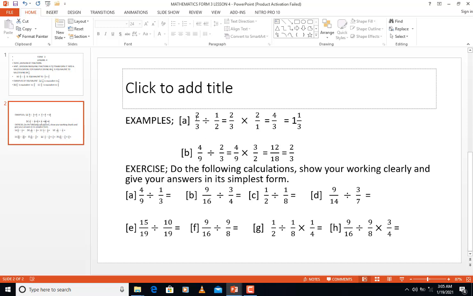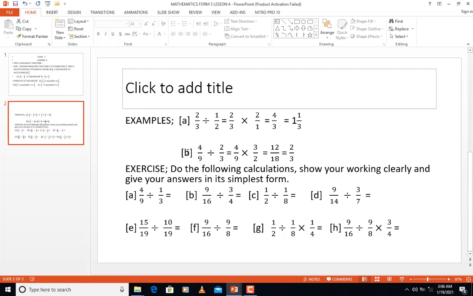Examples. We want now to divide 2 over 3 by 1 over 2. Which is equal to 2 over 3 multiplied by the equivalent of 1 over 2, which is 2 over 1. Then you multiply the numerators alone and the denominators alone. Then you simplify to its simplest form, which is 1 and 1 over 3.